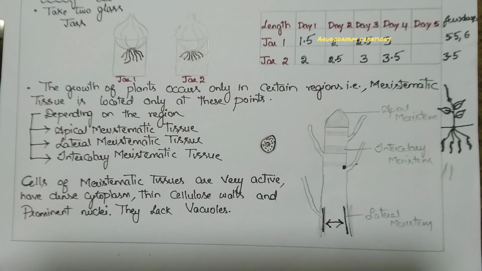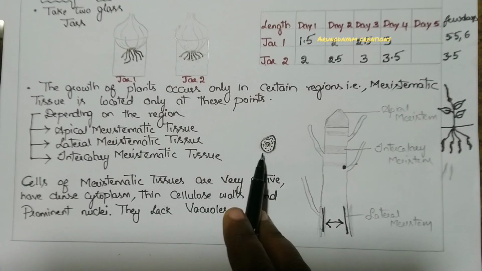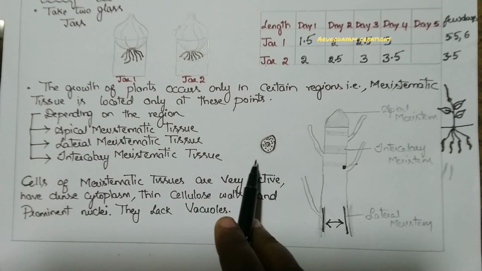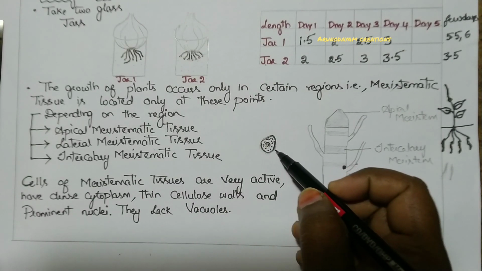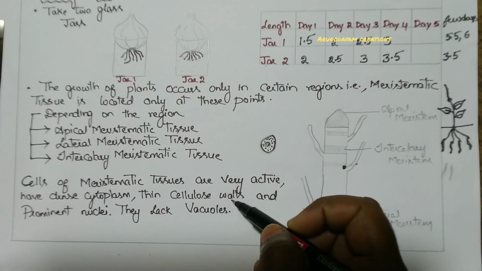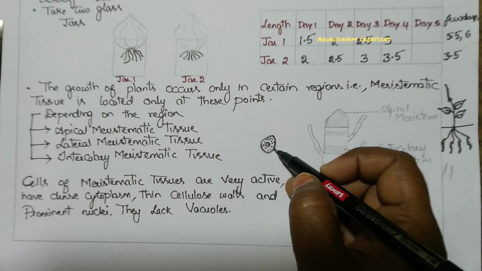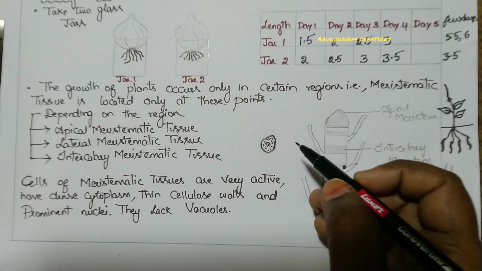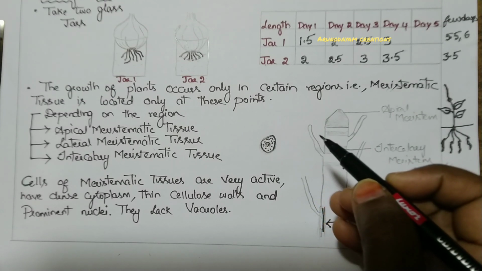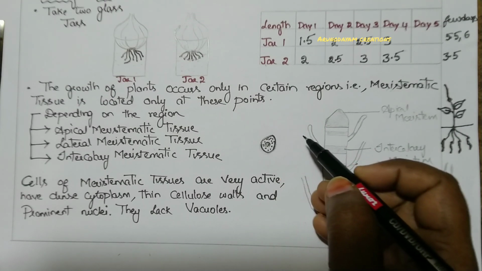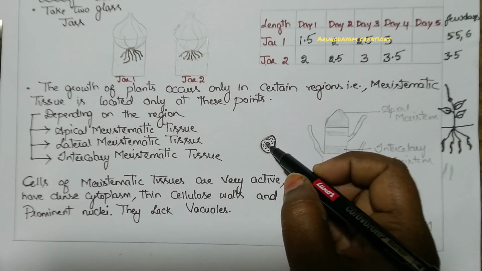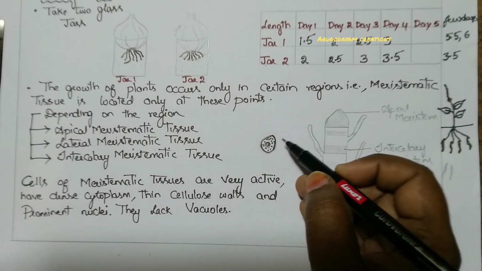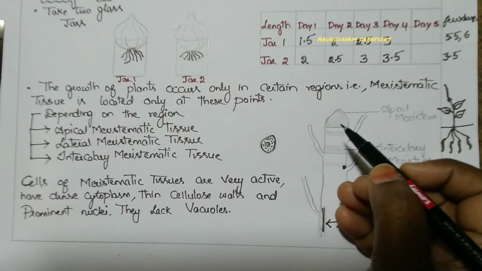Next, how the cells of meristematic tissues look like. The cells of meristematic tissues are very active in nature. They have more and dense cytoplasm. A dense, thick cytoplasm is present in them. Next, their cell walls are very thin in nature. Why? Because they will repeatedly divide. So for their easy convenience, their cell walls are very thin in nature. Next, they have prominent nuclei. They have very big nuclei which will facilitate reproduction of cells, that means division of cells.